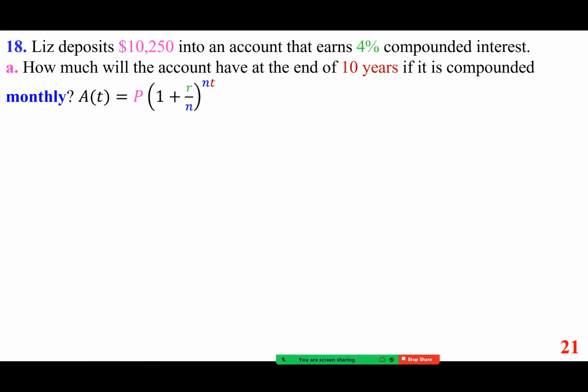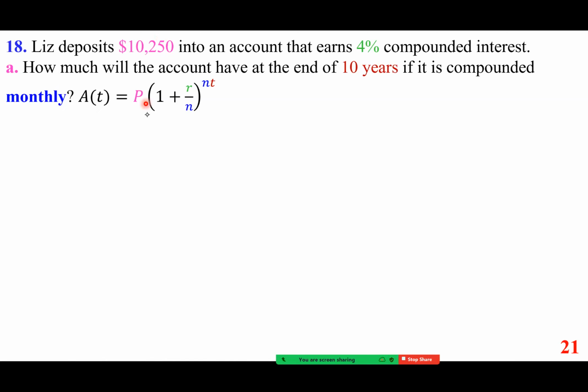Liz deposits $10,250 into an account that earns 4% compounded interest. How much will the account have at the end of 10 years if it is compounded monthly? So let's plug in the given $10,250. First of all, this is A of t equals P times 1 plus r over n to the power of nt. P is the principal, r is the rate, t is the time in years, n is the number of compounding per year. This is being compounded, unlike simple interest I equals PRT.